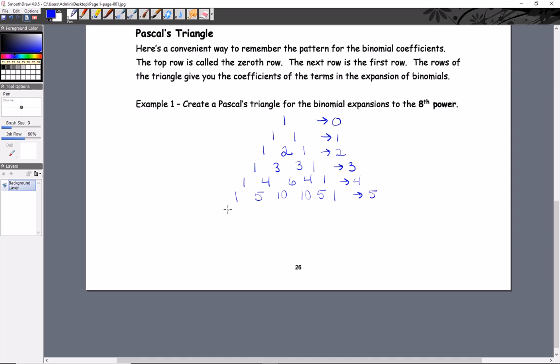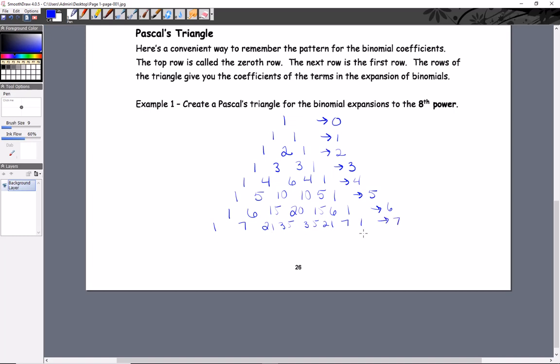And we can just keep going like this. So 1, 6, 15, 20, 15, 6, and 1. Of course, raising to the 6th power. 1, 7, 21, 35. Let's see, did I get that right? And that'll be another 35, a 21, a 7, and a 1. That'll be raising to the 7th power.